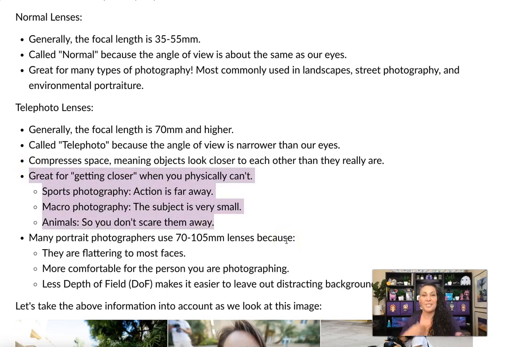Some examples of this is sports photography. You don't want to get hit by the ball or whatever, so you're on the other side of the field and you have to get a photo right down there. That's when you have those giant telephoto lenses. Macro photography, when your subject is really small and you can't just get close up on it, you need to actually use a telephoto lens to have a smaller angle of view, so it looks like you're getting a lot closer. And then animal photography is huge for telephoto because you don't want to scare them away, or you just can't get close enough to them.